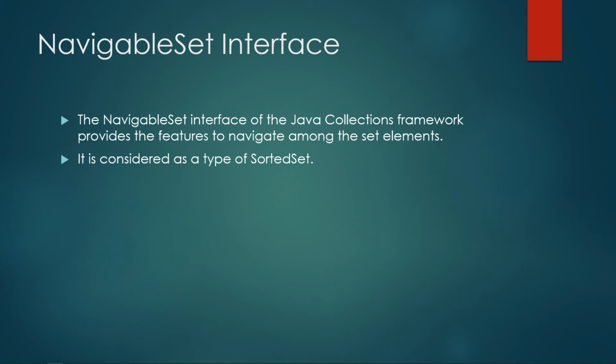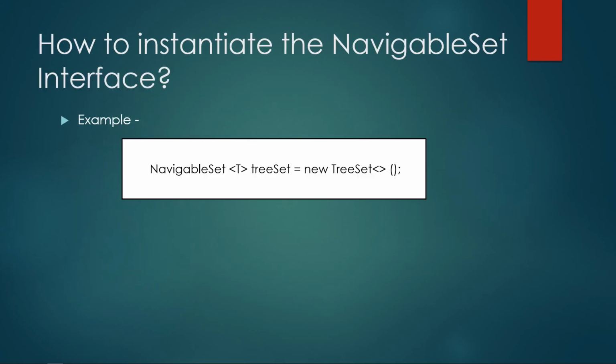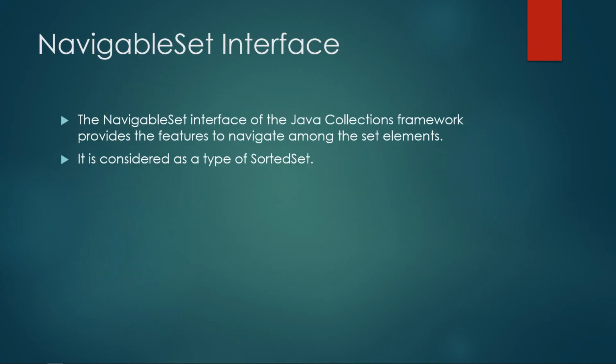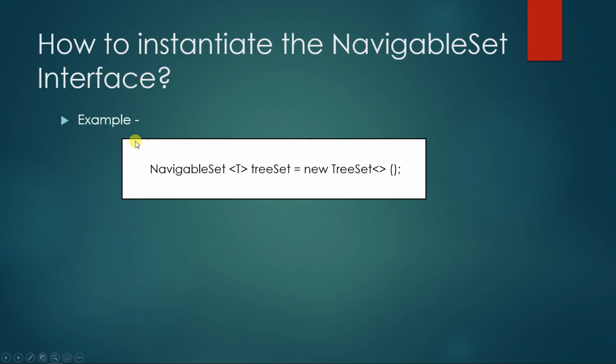So how to instantiate the navigable set interface? Navigable set is an interface, so we cannot create objects of navigable set. Instead, we use a tree set, which is a class that implements a navigable set. So we create an object of tree set, and we assign it to a variable of type navigable set. T is the type of the object.